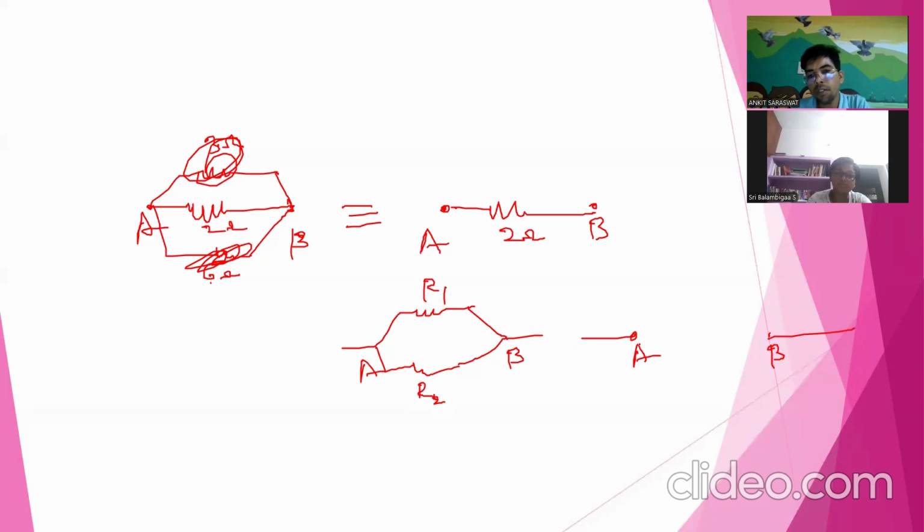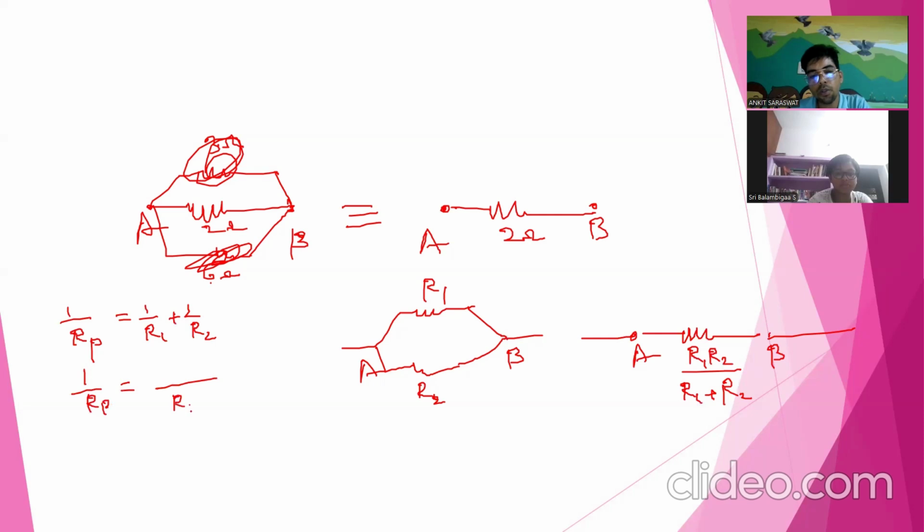Equivalent of R1, R2 will be R1 R2 by R1 plus R2. Like this: 1 upon Rp is equal to 1 upon R1 plus 1 upon R2. Rp will be what? Take the LCM, R1 R2. Is it clear? Then Rp will be the equivalent resistance. Clear?